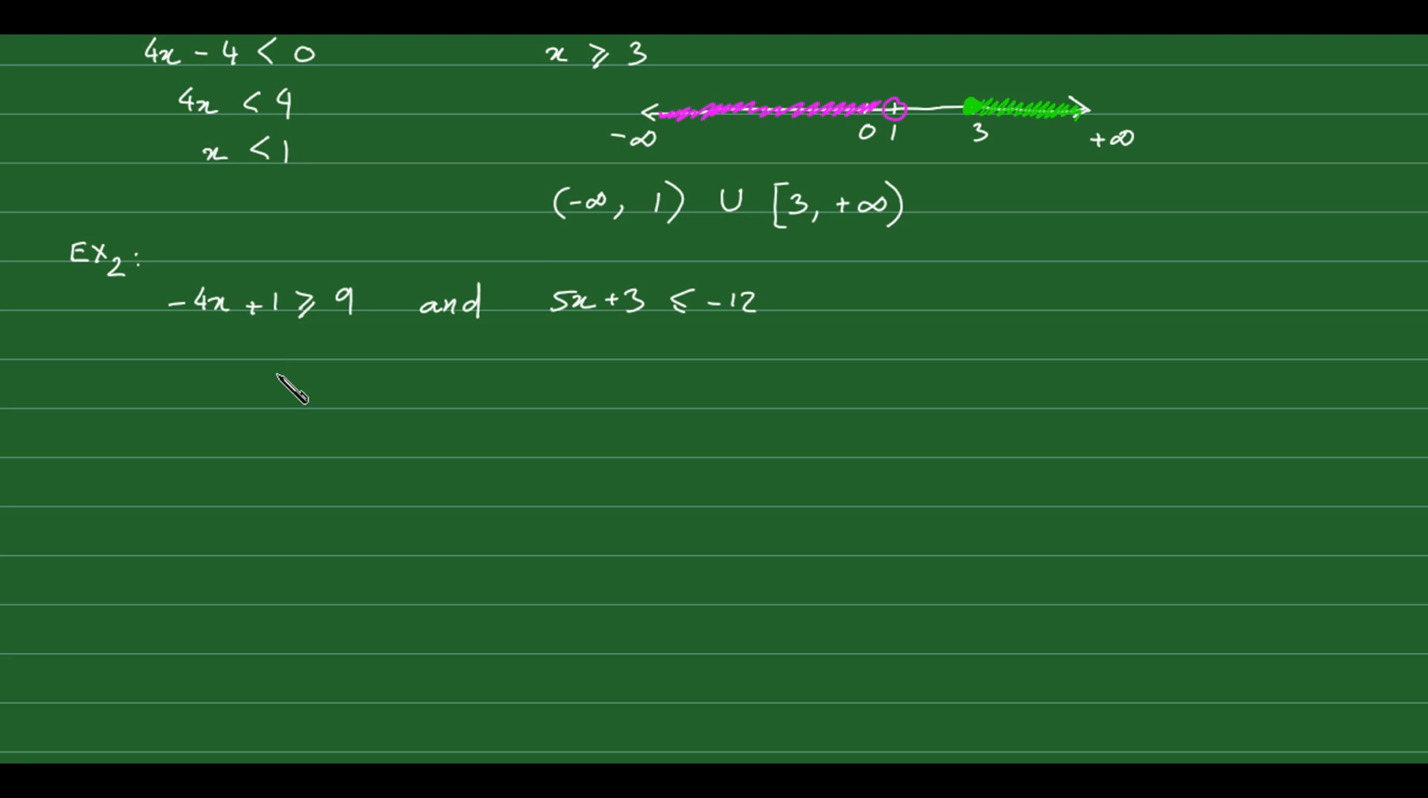Okay. So let's solve this individually. I subtract both sides by 1, so I have negative 4x greater than or equal to 8, right? Then divide both sides by negative 4, and when I divide by a negative, I flip the direction, so it's less than or equal to negative 2. I subtract both sides by negative 3 here, so I have 5x less than or equal to negative 15. I divide it by 5, so it's less than or equal to negative 3.